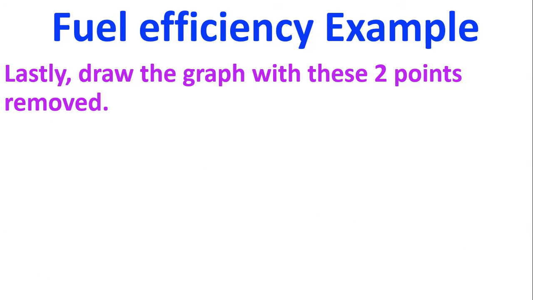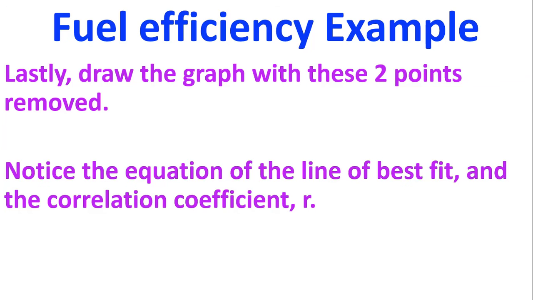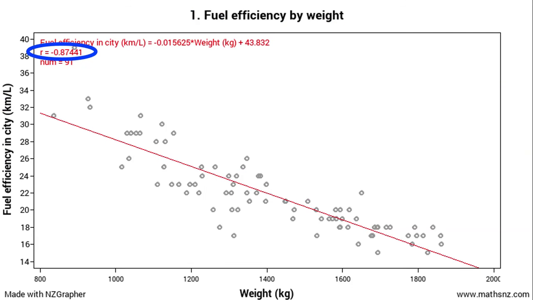So now we're going to draw that graph again, and we're going to remove these 2 points, and we can do that with NZ Grapher. There's an option there that allows us to remove particular points. We want to again look at the equation of that line and the correlation coefficient. So we can see now that the correlation coefficient has become negative 0.87441, and our gradient has changed to negative 0.015625.